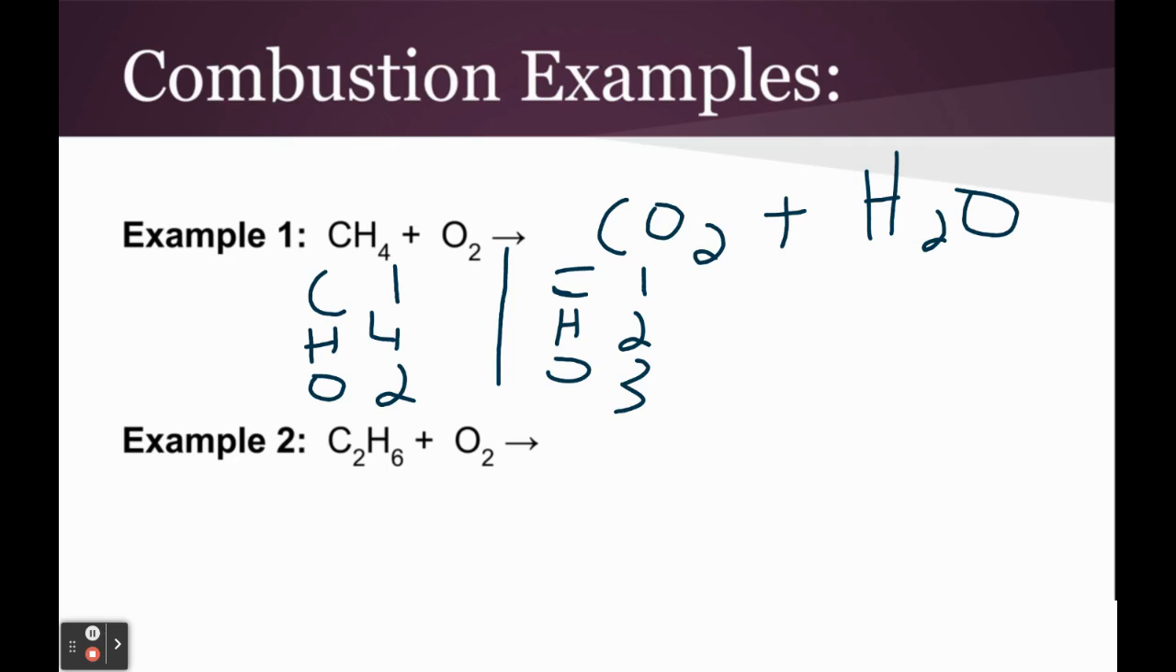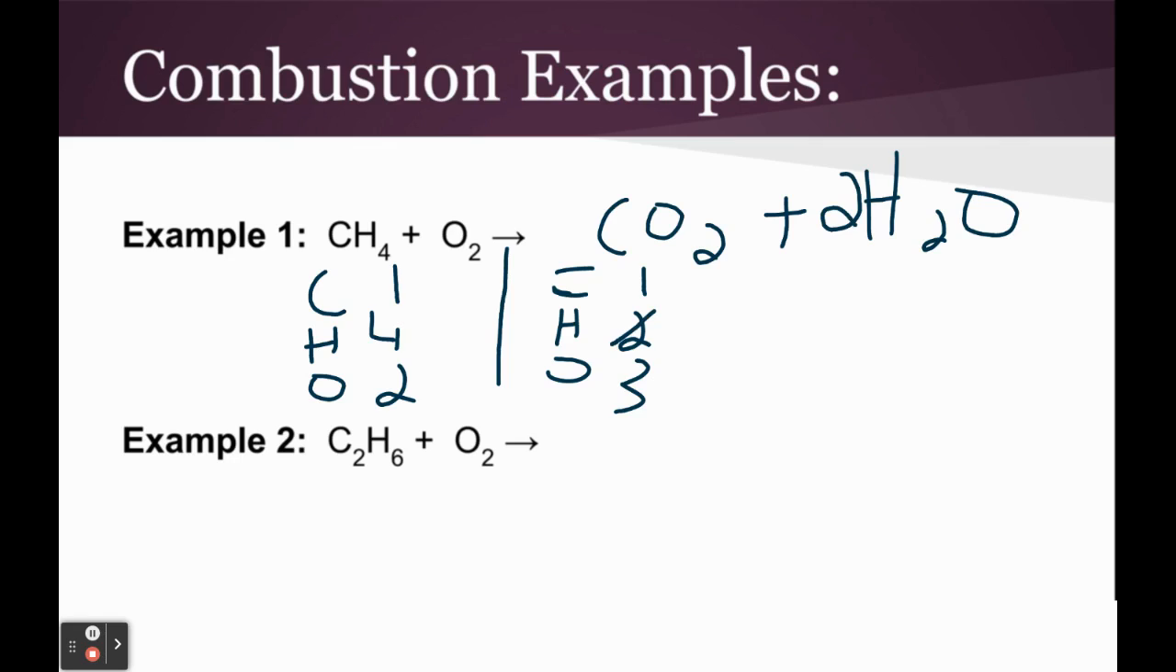Our carbons are already in balance, so we want to start with either our oxygens or our hydrogens. On the product side, we have an uneven number of oxygens, and we can only have an even number of oxygens because of the O2 on the reactant side. So we want to start by adding a 2 here to try and even out those oxygens.